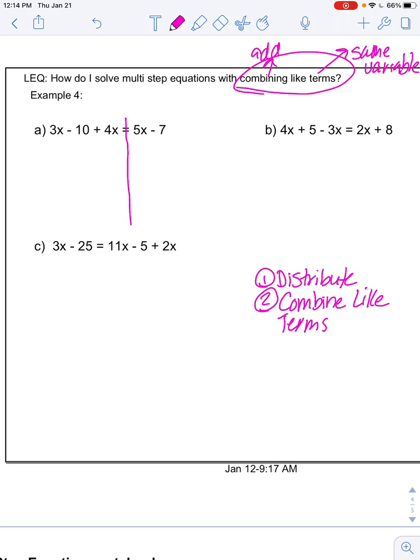Okay, so looking at the left side, we have 3x minus 10 plus 4x. So we do have a set of x's. We have 3x and 4x. We could add those together to get 7x. And then we could bring down our minus 10. Okay, if we look at the right-hand side, we have 5x minus 7. There's nothing that can be combined, so we're just going to rewrite that. Okay, now we're in our variables on both sides, so we can add or subtract the number with the variable.